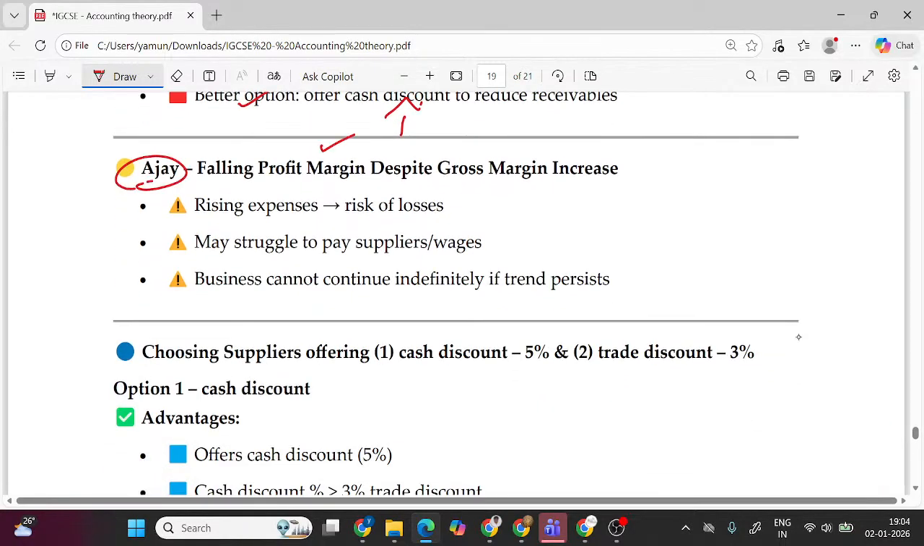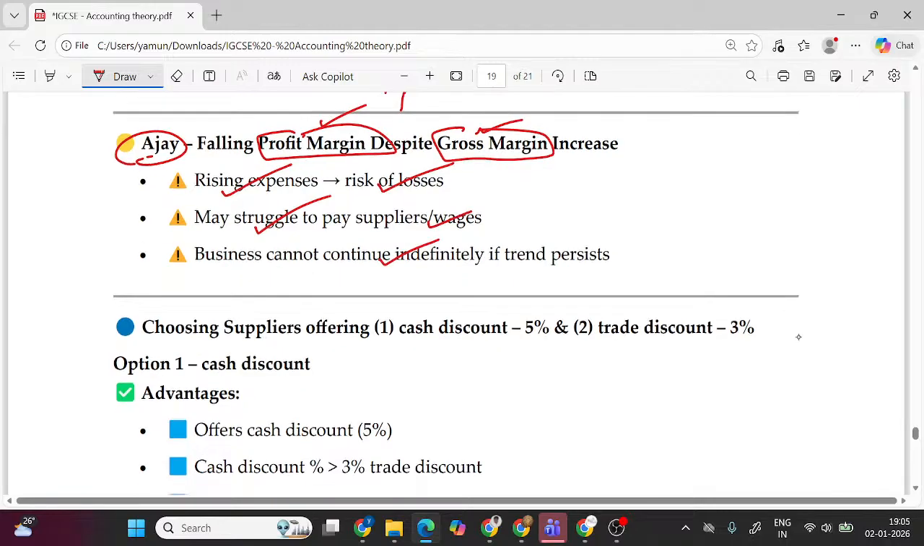Falling profit margin despite gross margin increases. You must be very confident about the terms gross margin and profit margin. Rising expenses lead to risk of losses, and the business may struggle to pay suppliers and wages, and businesses cannot continue indefinitely if the trend persists.